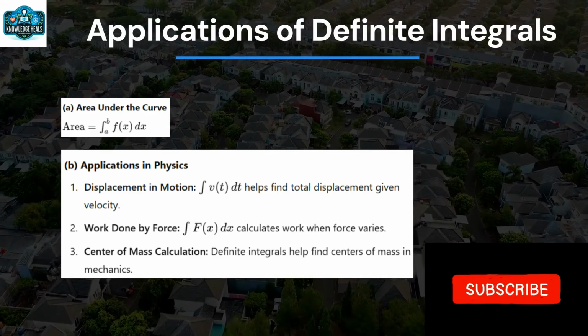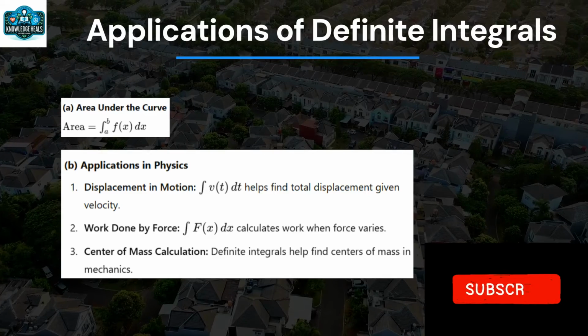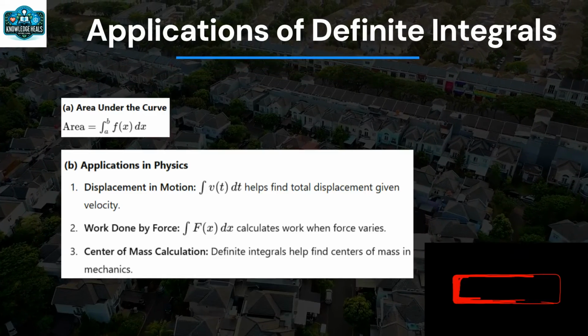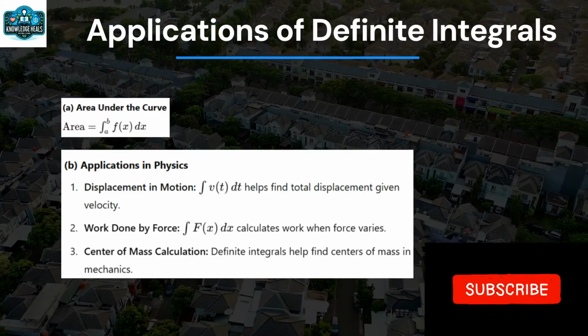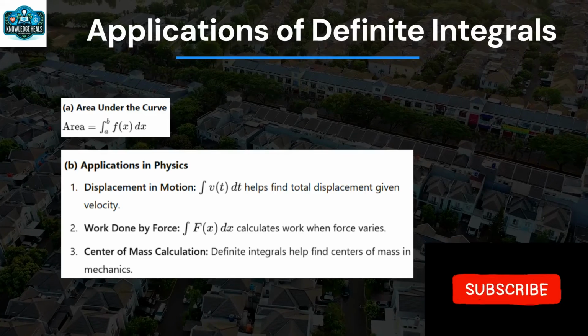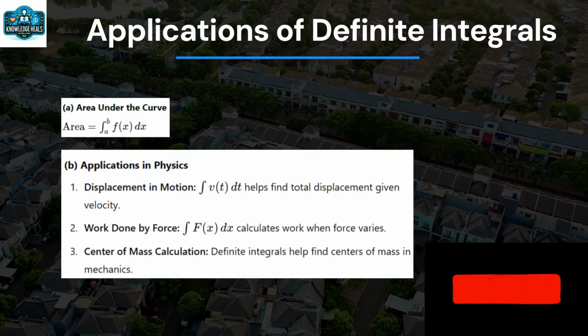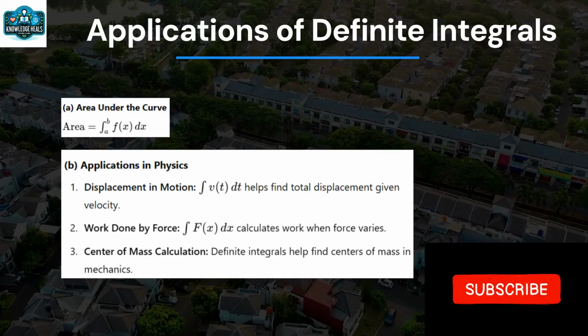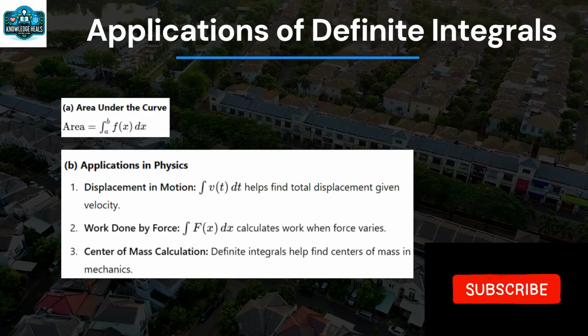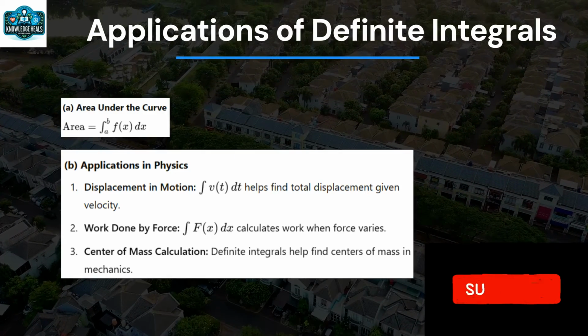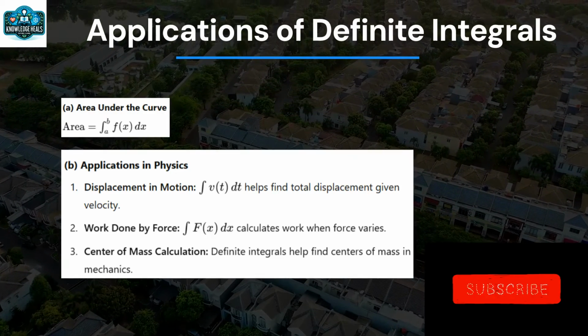Second is applications in physics. Displacement in motion: integration of v of t into dt helps find total displacement given velocity. Work done by force: integration of f of x into dx calculates work when force varies. Center of mass calculation: definite integrals help find centers of mass in mechanics.